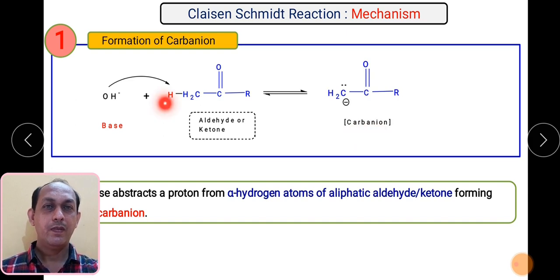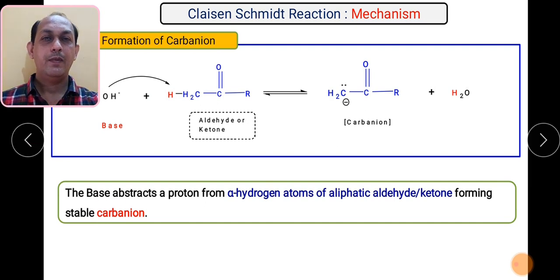So what will happen? H from here and OH from here is removed and water is eliminated in the first step. So in the first step the base abstracts a proton from the alpha hydrogen atom of the aldehyde or ketone, forming a stable carbanion. As we know, this is a stable carbanion. It can be stabilized by resonating structures, so it can get converted into enol form also. So remember, the first step in the Claisen-Schmidt reaction is the formation of carbanion.